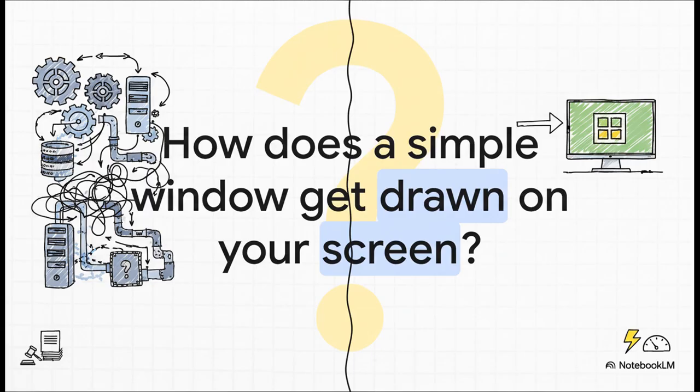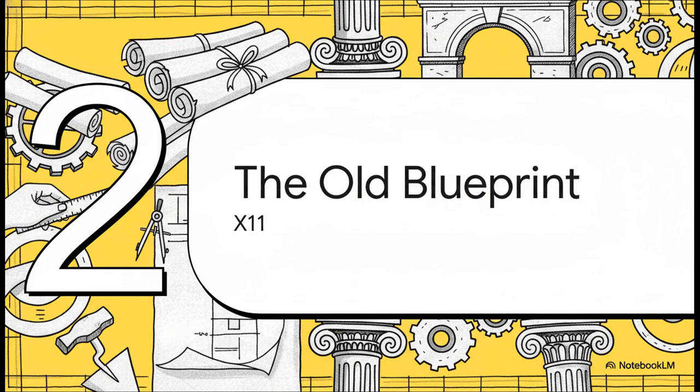It's really a tale of two completely different philosophies, a story of bureaucracy versus efficiency, and it all starts with the old way of doing things. So first up is the classic, the long-standing architecture known as X11. And to understand how it works, you don't need to look at any code, I promise. We just need to think about, well, construction.